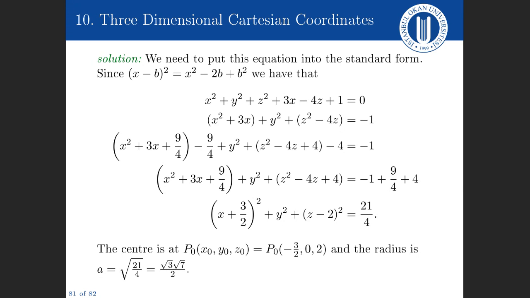Whichever number we have on the 3x here, or the 4z, we should have half of that number just here. So plus 3 over 2 instead of plus 3, and minus 2 instead of minus 4. Now that we've done this work, now that we've done this calculation, we can read off the information that we need.